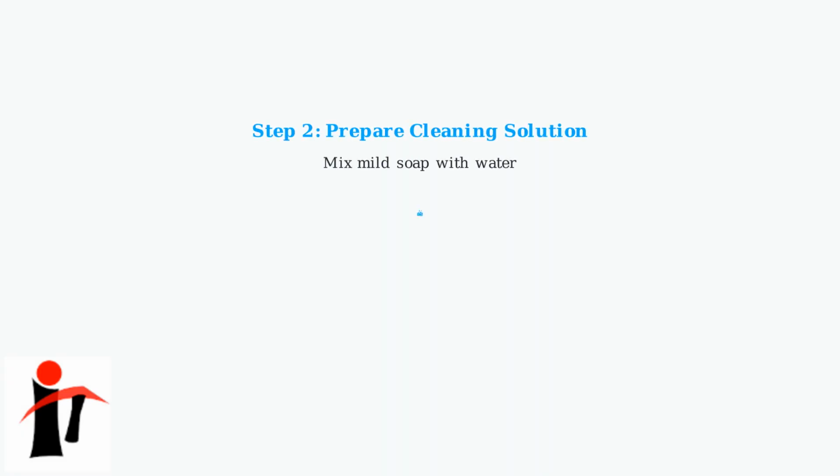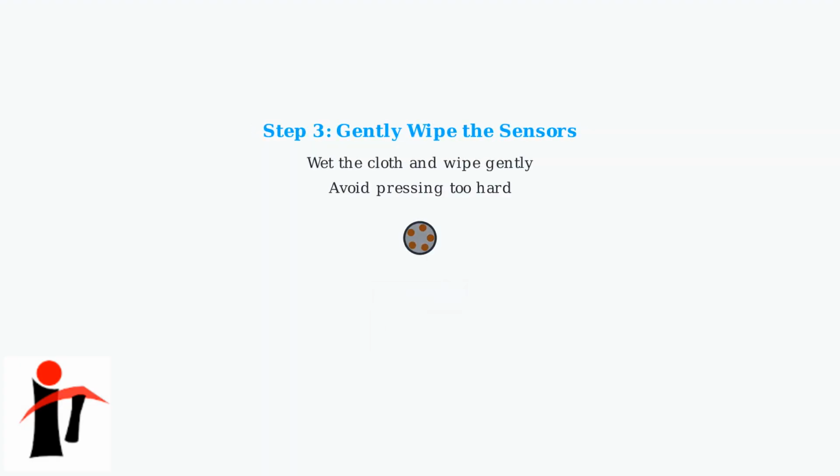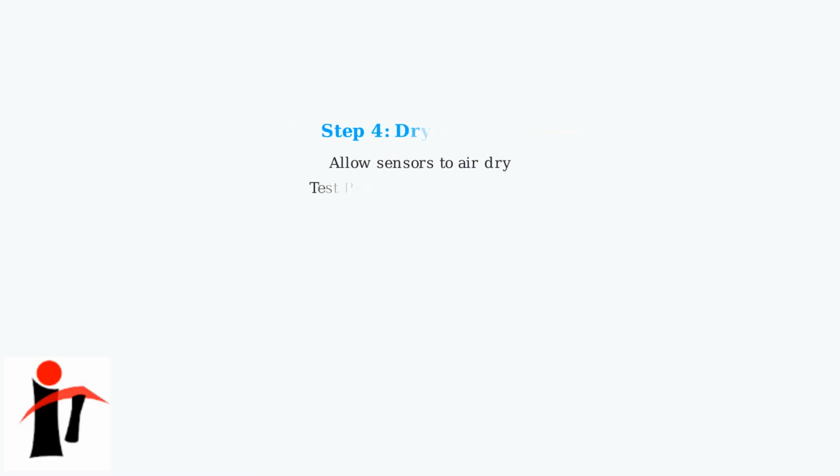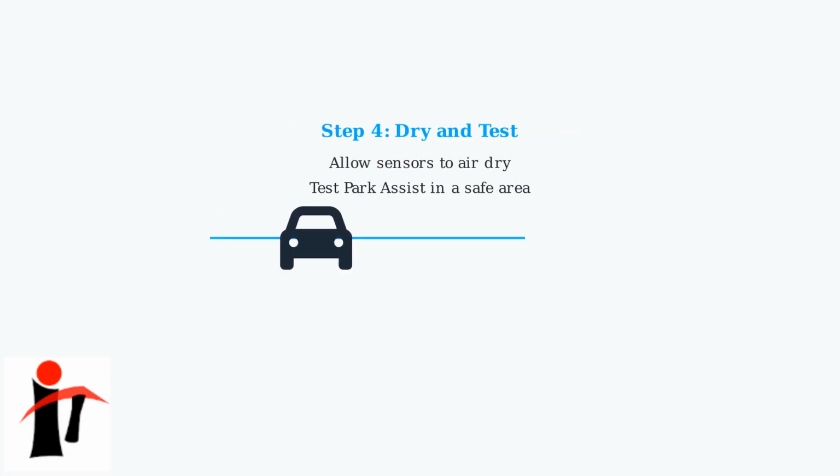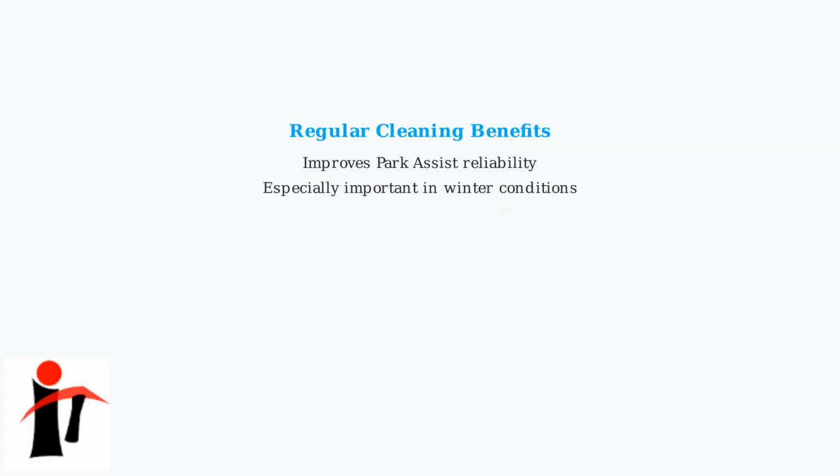Prepare a gentle cleaning solution by mixing a small amount of mild soap with water. Dip the soft cloth in the solution and gently wipe each sensor. Be careful not to press too hard to avoid damage. Let the sensors air dry completely. Then test the Park Assist system by attempting to park in a safe, open area. Regular sensor cleaning, especially during winter months, can significantly improve the reliability of your Tesla Model S Park Assist system.